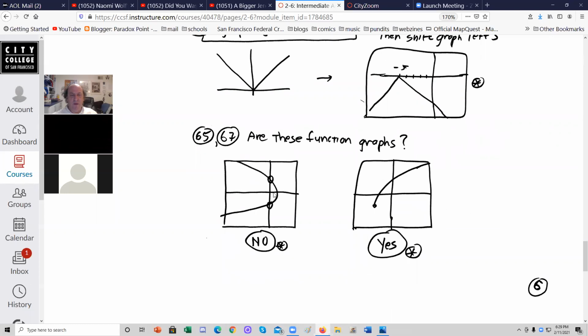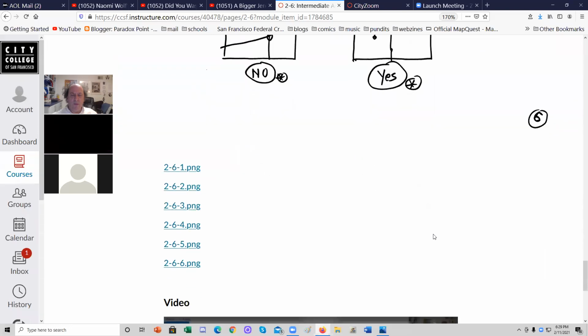Is this a function graph? No. A vertical line meets it twice. Is this a function graph here? Yes. Any vertical line will meet it but once. All right.